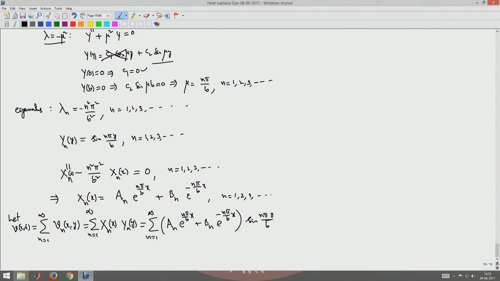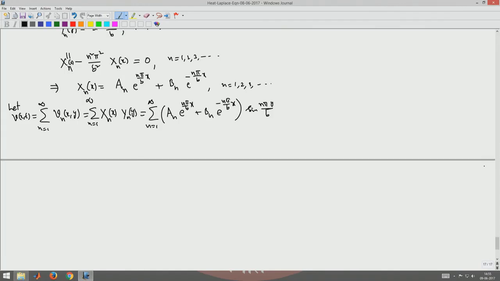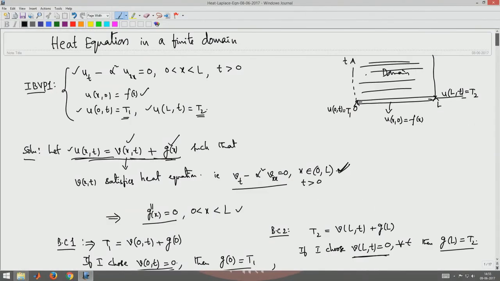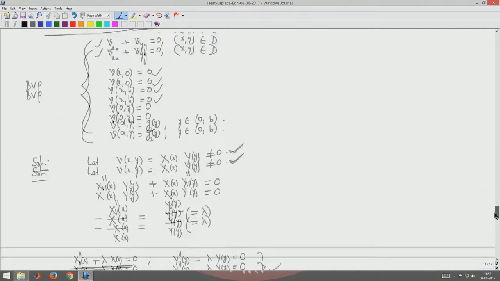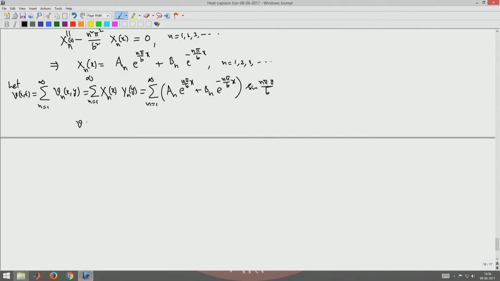So now you apply the other 2 boundary conditions to get what your a n's and b n's are. So what are the other boundary conditions? Just go back and see what is your first problem. The other boundary conditions are v of 0, y is 0 and v of a, y is g of y. Now, we apply the boundary condition 3, v of 0, y equal to 0. So this will give me v of x y.